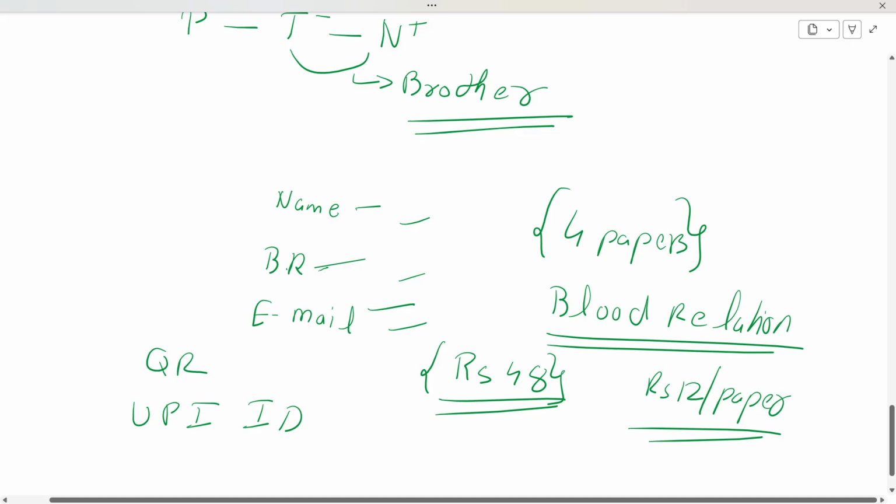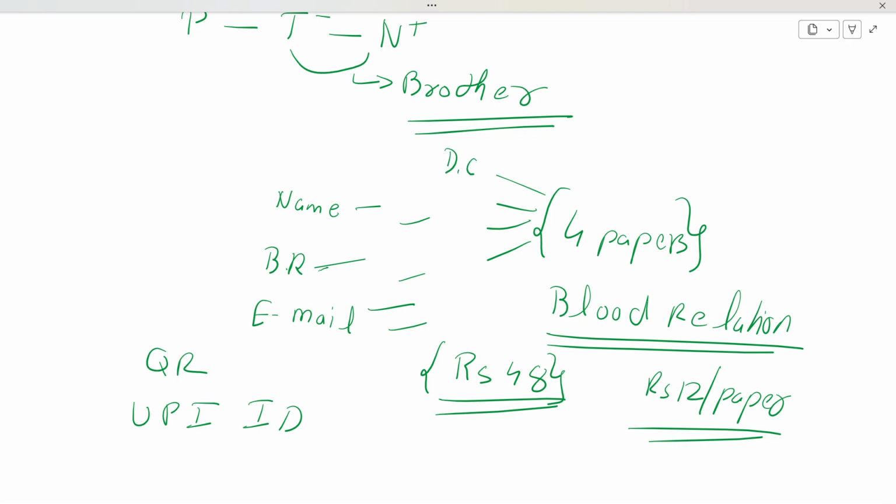Now, why I'm taking four papers? Because four papers are divided in such a manner that one paper will only contain the questions which are data oriented. One paper will only contain one liners. One paper will only contain coded blood relation, and the last paper will be the mix of it. It will have questions related to data oriented, one liners, and coded blood relation. All three types, right? So that's why I have made four papers.